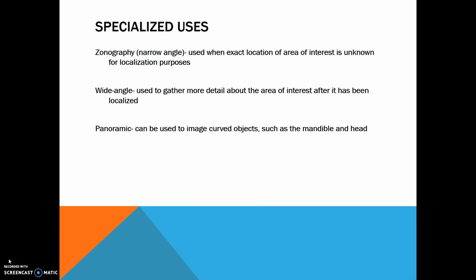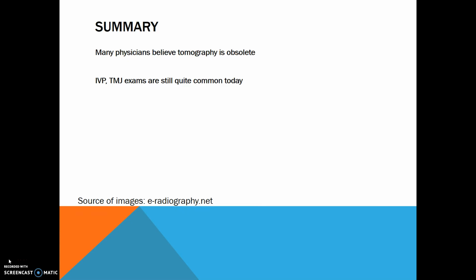Some specialized uses of tomography include zonography, which is also known as narrow angle, and used when exact location of area of interest is unknown for localization purposes. Wide angle is used to gather more detail about the area of interest after it has been localized. And panoramic can be used to image curved objects such as the mandible and the head. In summary, many physicians believe tomography is obsolete, but IVP and TMJ exams are still quite common today.